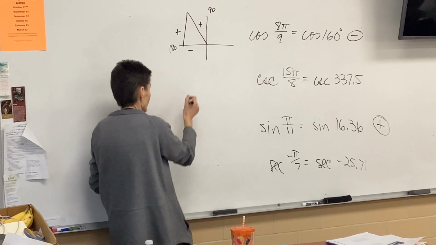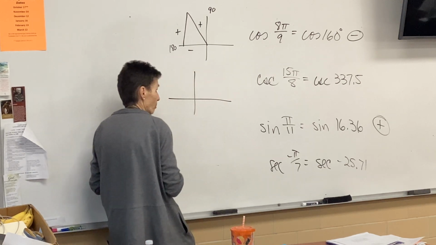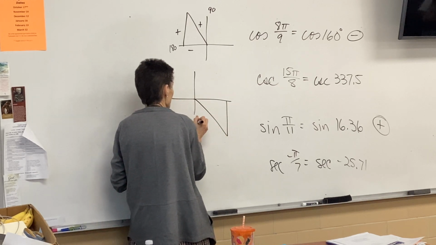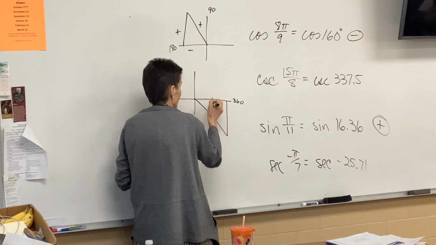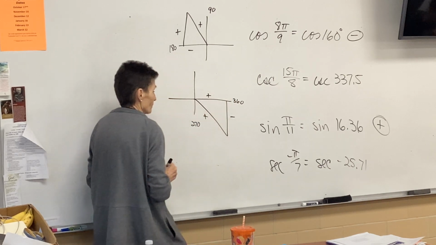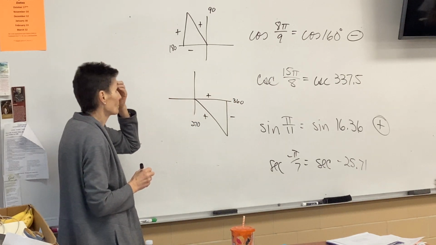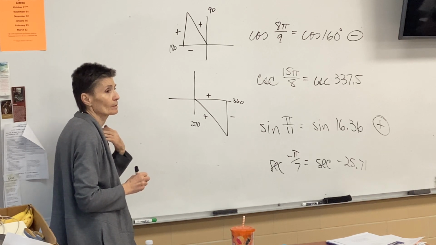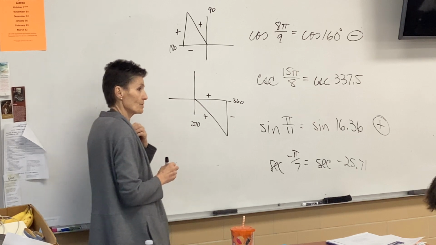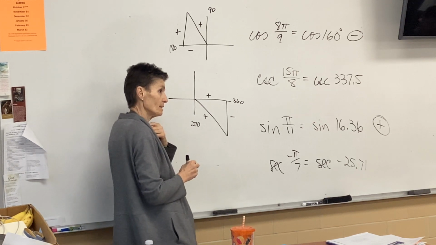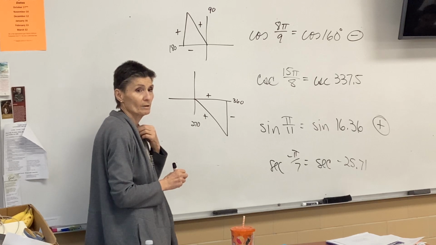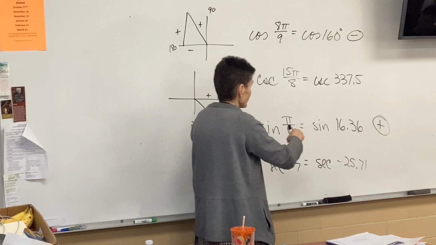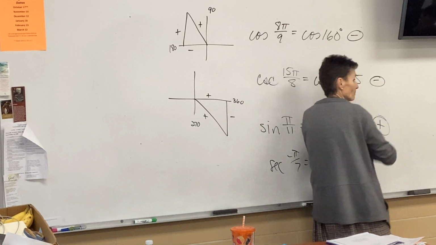All right, where's 337.5? It's between 270 and 360. What's cosecant? Hypotenuse over opposite. It's the reciprocal of the sine. So hypotenuse over opposite, negative again.